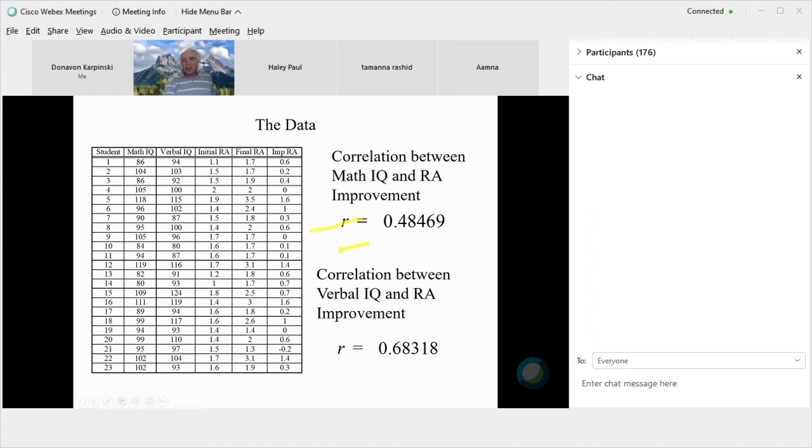This is the correlation of math IQ with reading achievement improvement. This is the correlation of verbal IQ with reading achievement. And you can see that it's higher, which you'd expect.